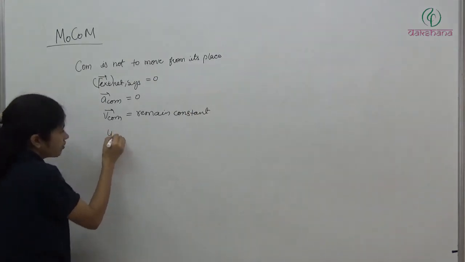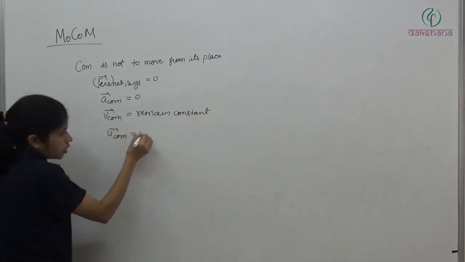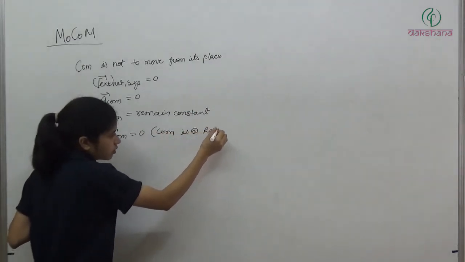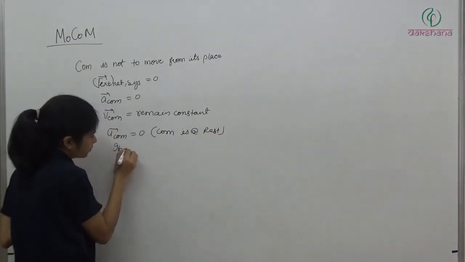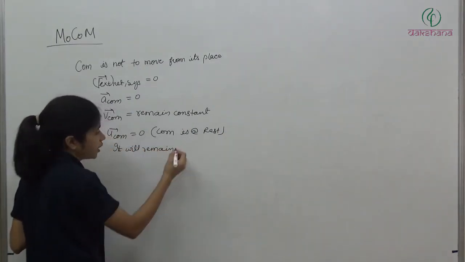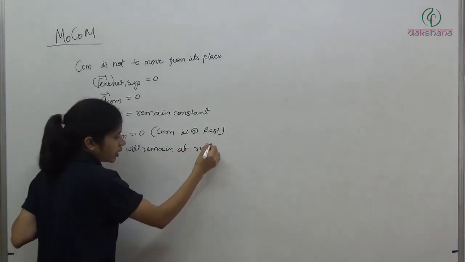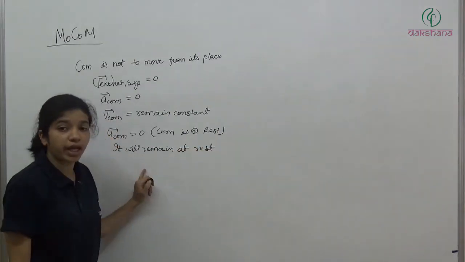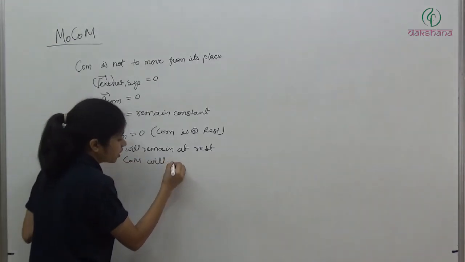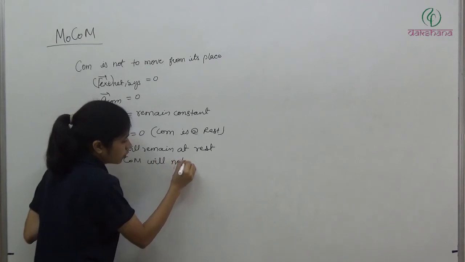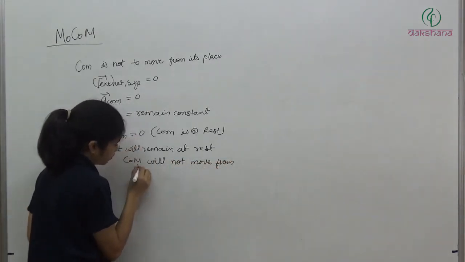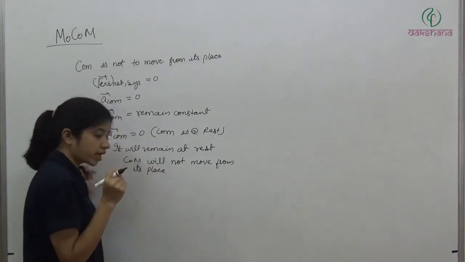and if initial velocity of center of mass is 0, it means center of mass is at rest, then it will remain at rest. This is the first case on which we are going to solve the problems. The center of mass will remain at rest. Center of mass will not move from its place. वही बैठा का बैठा रहेगा.